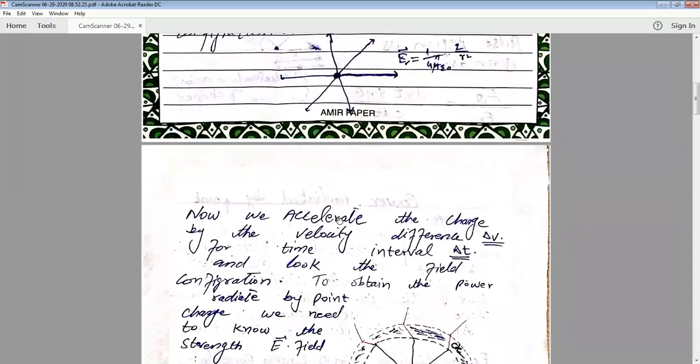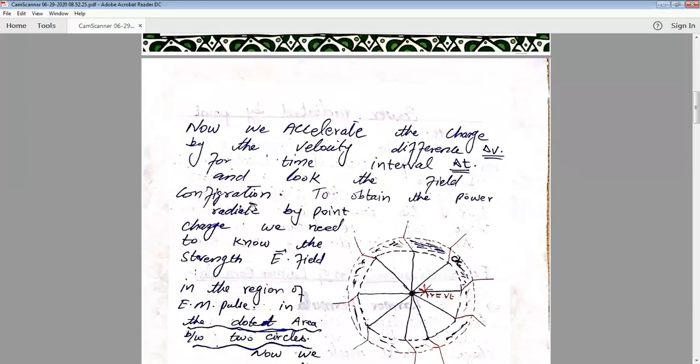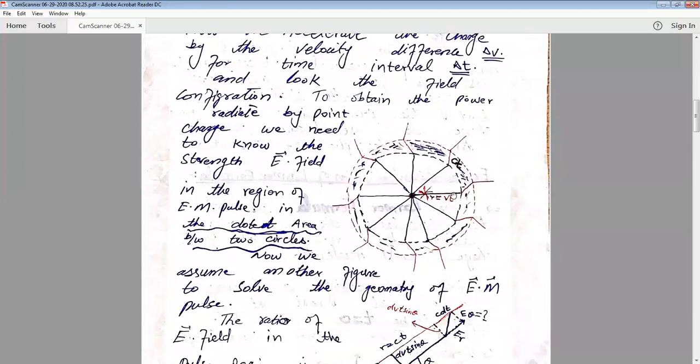Now, when we accelerate the charge by the velocity difference delta v for the time interval delta t, we look at the field configuration to obtain the power radiated by a point charge. When a charge accelerates, what is the field configuration? Let us see. यहाँ पे एक जो पॉइंट चार्ज रखा हुआ है अभी वो एट रेस्ट पे है, तो वो जो फील्ड लाइन जनरेट कर रहा है वो बिल्कुल स्ट्रेट लाइन है, बिल्कुल इन रेडियल फॉर्म में है.